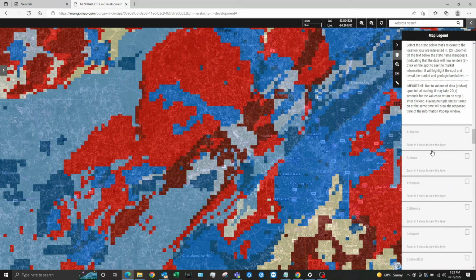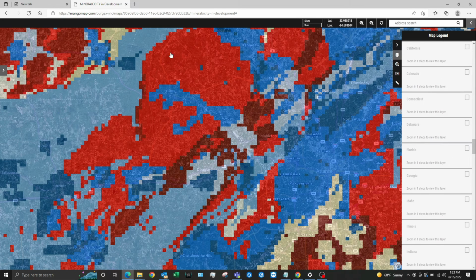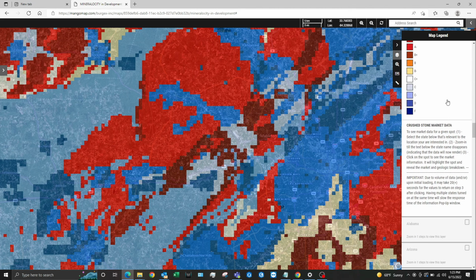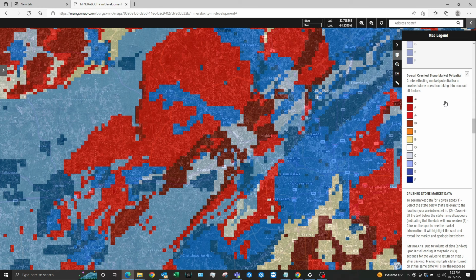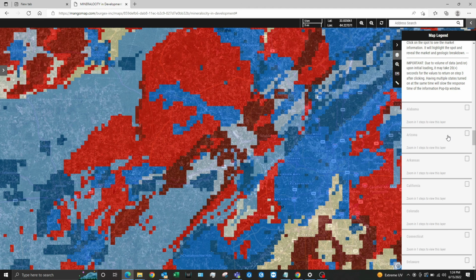As you, again, turn on many layers within your portal, it will slow down the response time. So we advise that whenever you're looking at the grid such as this, you only have 1 to 2 states turned on at the same time. States such as Texas and California are very big, so we advise having only that one turned on in that instance if you're looking at one of those regions.